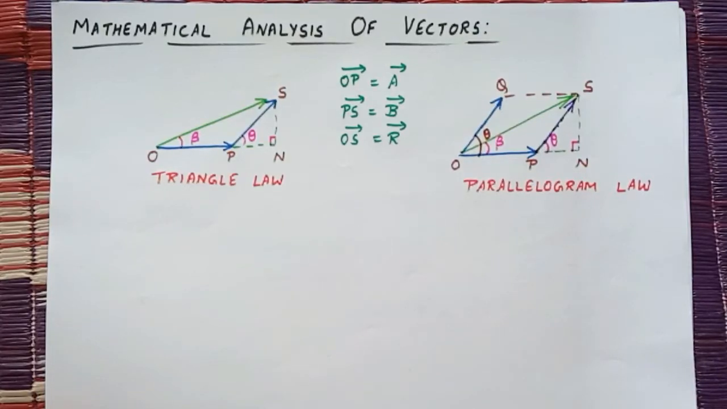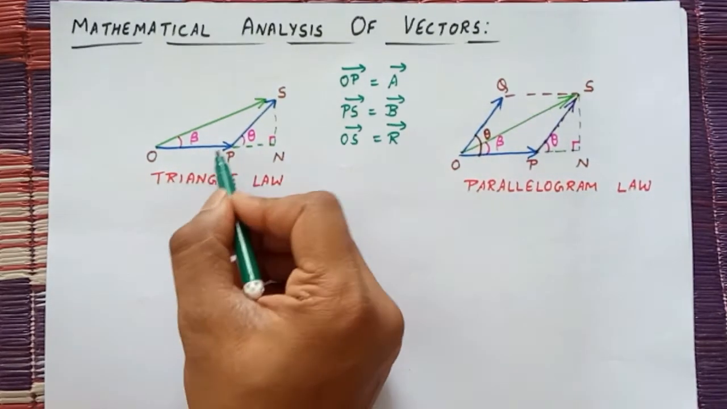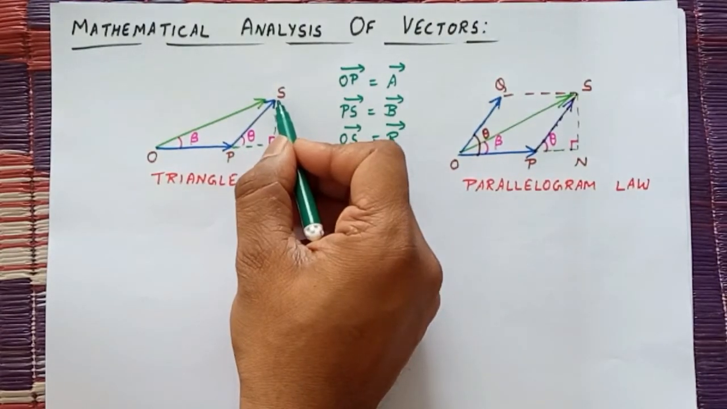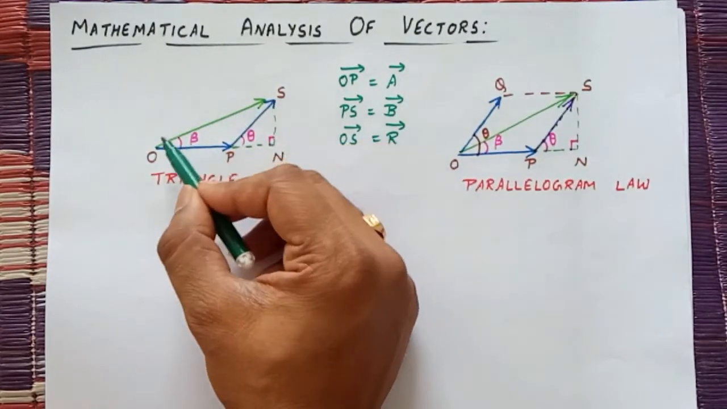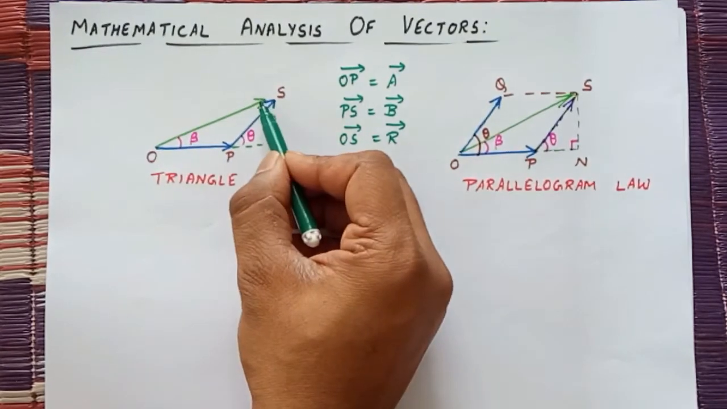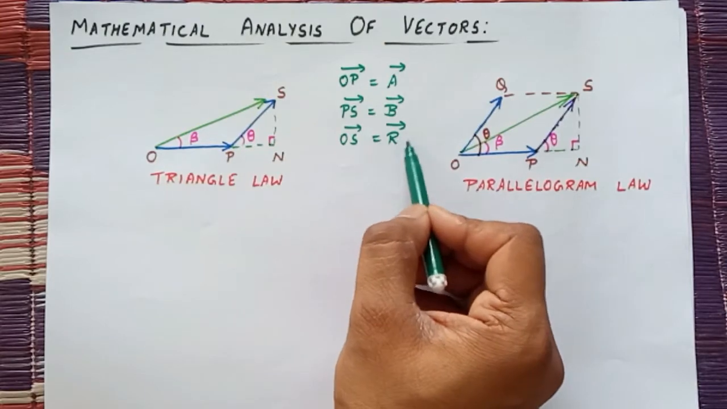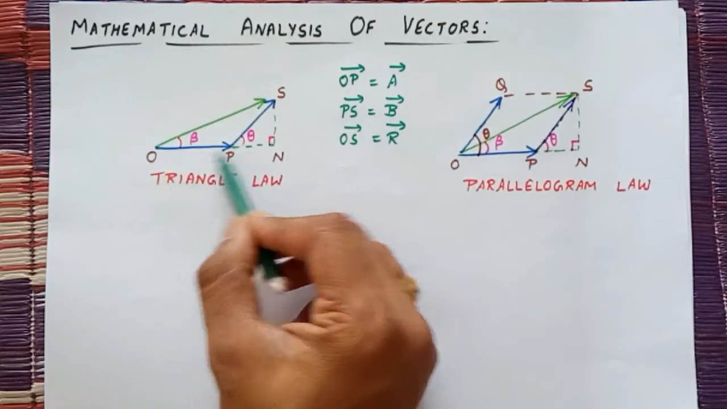In this video, we are talking about the mathematical analysis of the vectors. Here, by using the triangle law, if OP vector and PS vector represent the two sides of the triangle, then the third side, that is OS vector, will be their resultant. Means if I have taken OS vector as R, then R vector will be equal to A vector plus B vector.